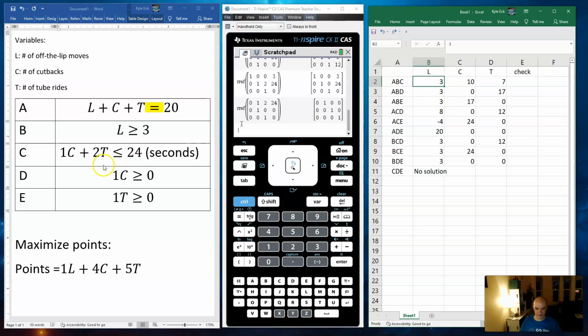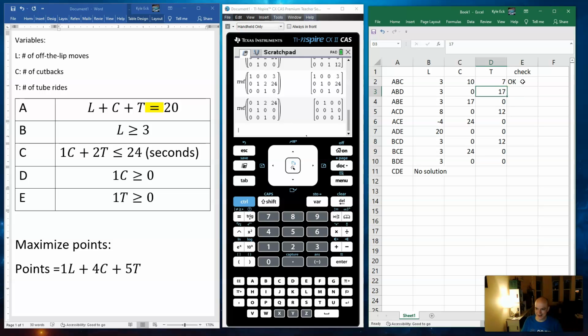And 1C plus 2T, so 1C is 10 plus 2 times 7 is 14, is exactly equal to 24. Those constraints will be satisfied. So I just have to check the missing constraints, D and E, which are both specifying greater than 0. These are okay. I'm going to say okay. If it's not okay, I'm going to make an X and say what constraint was violated.